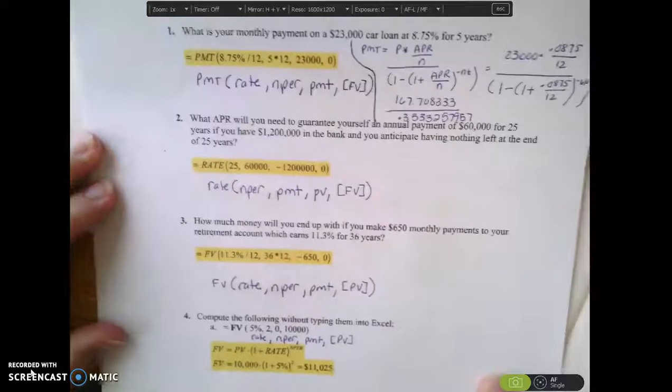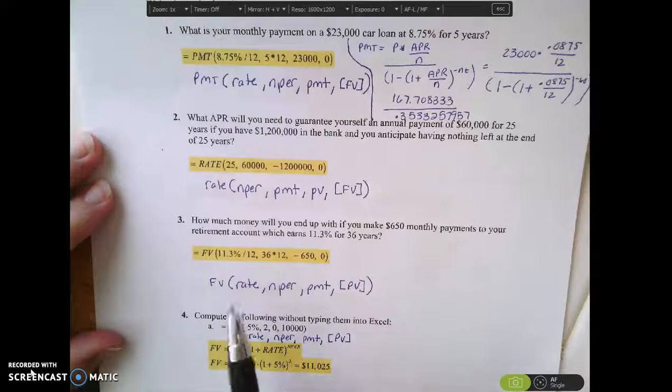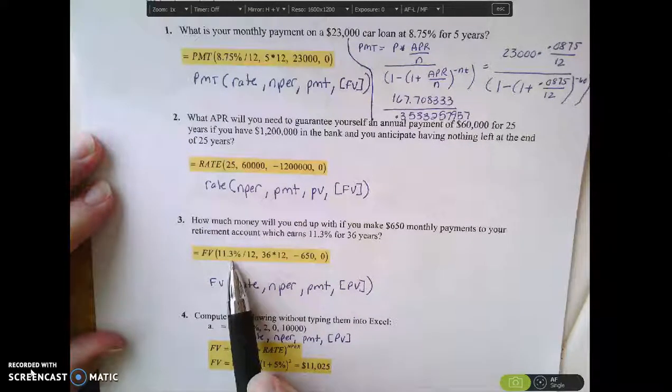The third example: how much money would you end up with if you make $650 monthly payments to your retirement account and the retirement account earns 11.3% interest for 36 years? So this is a future value problem. Future value has rate, number of periods, payment, and previous value. So our rate is 11.3%.